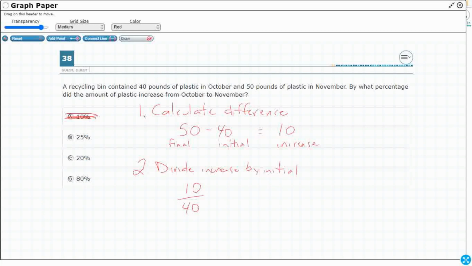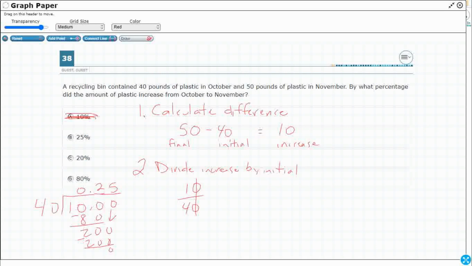So if we really wanted to do it the old school way, we can divide 40 into 10. Okay, we can do that. It goes in there 0 times. 40 goes into 100 twice. That's 80. Bring an extra 0 down. You can add as many zeros as you want to, and yet we're going to get down to 25.